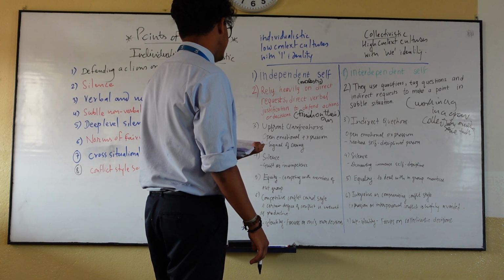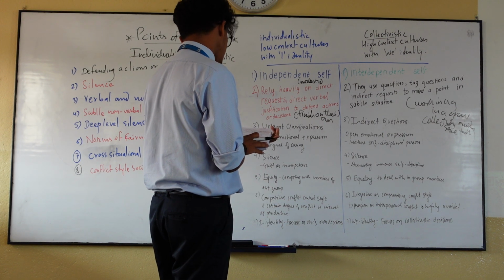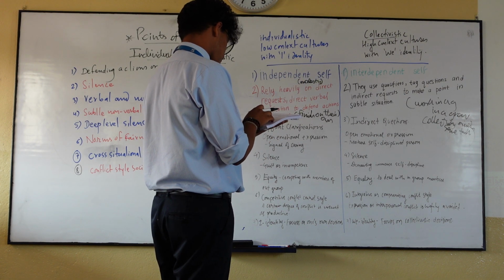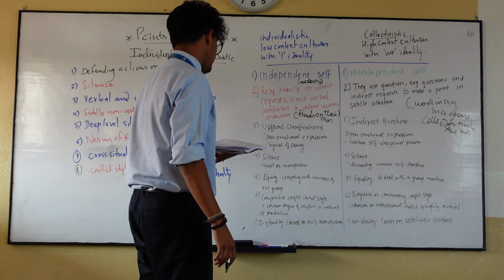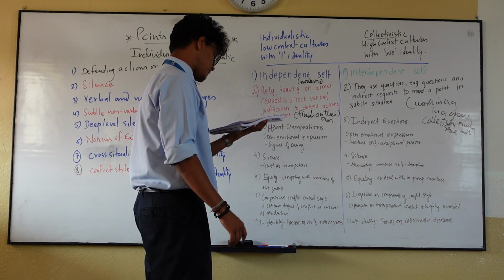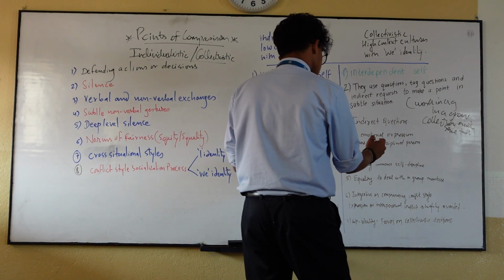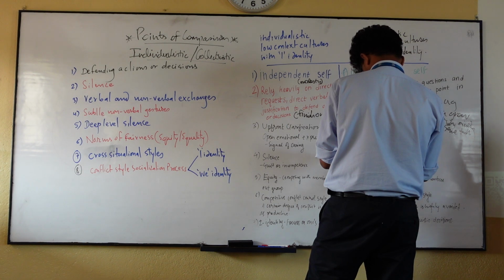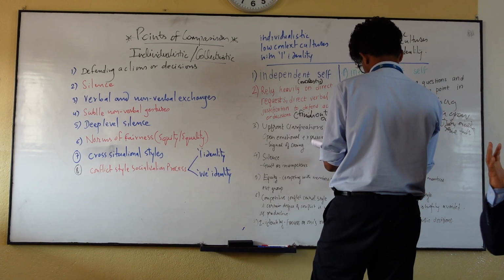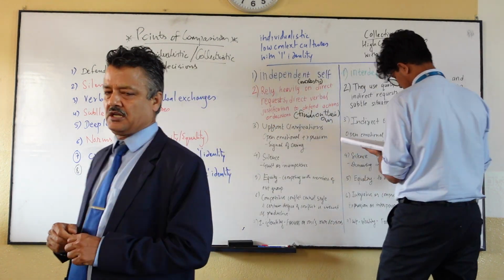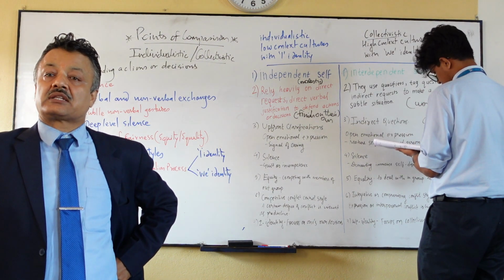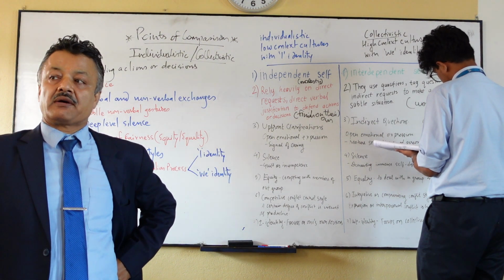Third, upfront clarifications, open emotional expression, signal of caring. Proper emotional self, okay. How is open emotional expression treated in both cultures? In low context cultures, if you openly express your emotions, they think you care about the other party. Whereas if you openly express your emotions in collectivistic cultures, they think you are immature and you have no self-control.